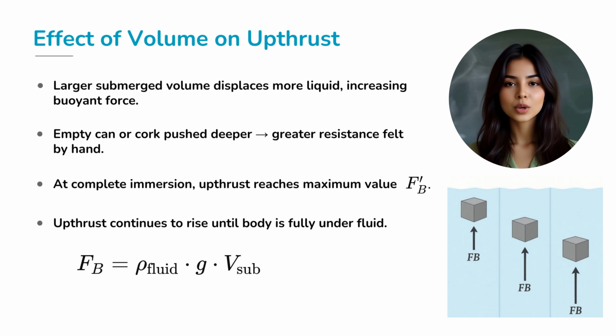Mathematically, we say buoyant force F_B is directly proportional to the submerged volume V_sub. That means F_B equals rho times g times V_sub, where rho is the density of the fluid, g is acceleration due to gravity, and V_sub is the displaced volume. So, more volume underwater equals greater upthrust until the body is fully immersed.